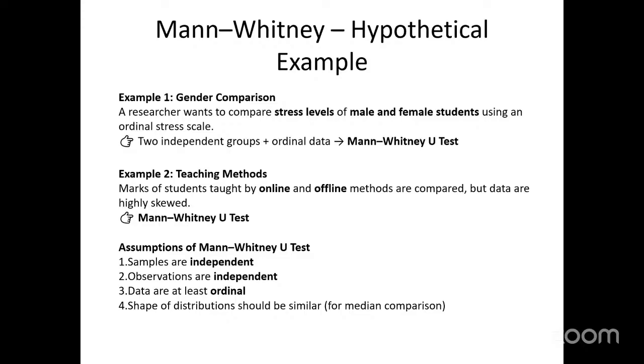Assumptions of the Mann-Whitney test: samples are independent, observations are independent, data are at least ordinal, and the shape of the distribution should be similar for median comparison. In the t-test, we were dealing with mean comparison or mean difference, but here we deal with median comparison. Hope the examples are clear. I'm moving to the next slide.